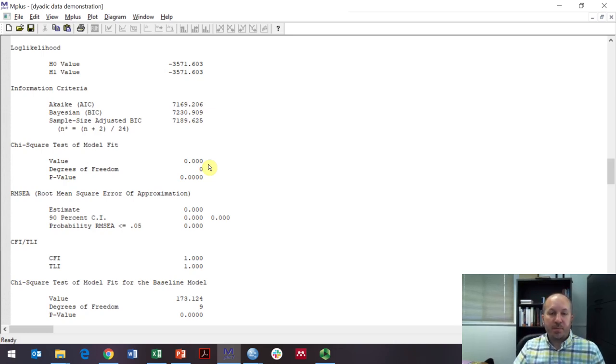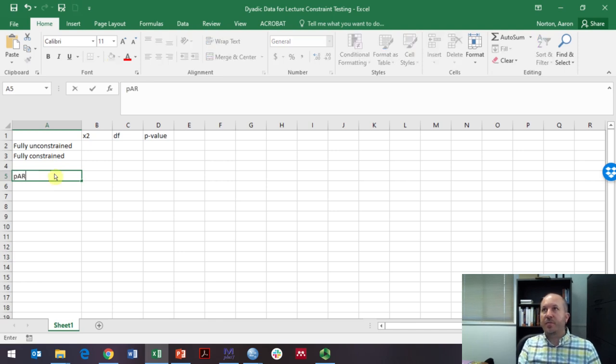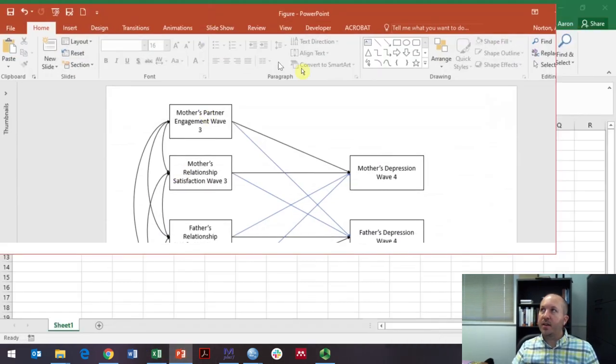So I want to set up now an Excel file for me to do my constraint testing, because I need to first determine whether the dyads are distinguishable, and then later do some further constraint testing to find the most parsimonious model. So I've already started an Excel file here. This is a common Excel file I use to kind of organize myself. And I have the chi-squared, the degrees of freedom, the p-value listed here. I have the fully constrained and fully unconstrained model. And then I'm also going to have my partially constrained model, where I'm going to test paths out one at a time.